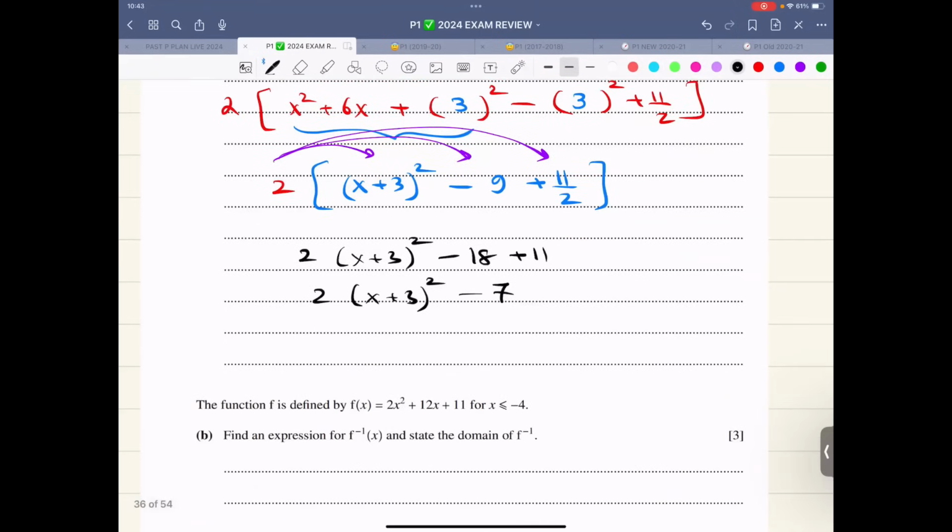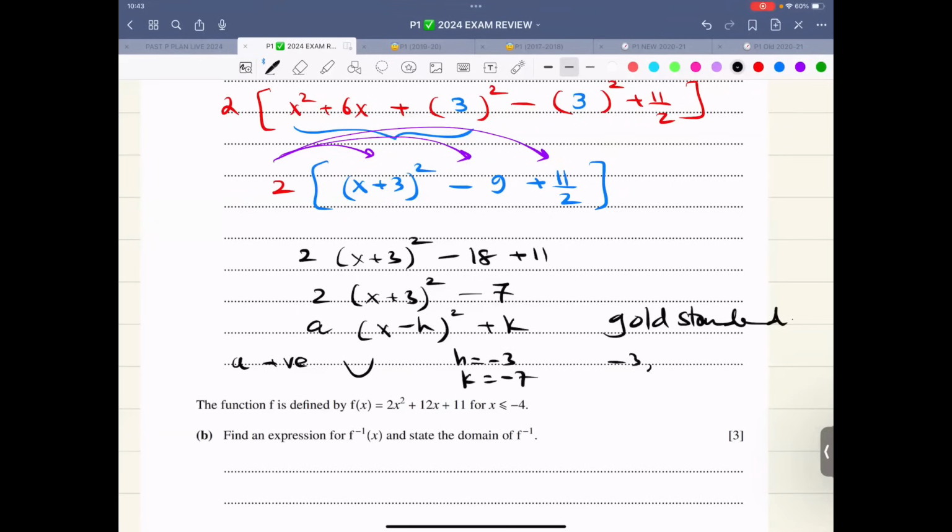Now, right away, underneath it, have a habit of writing a(x - h) whole squared plus k. That is the gold standard for completed square form. a is positive, that is the shape. Minus h is plus 3, h is -3, k is -7. (-3, -7), that is a turning point, which is in fact a minimum point. Now this thing is done.